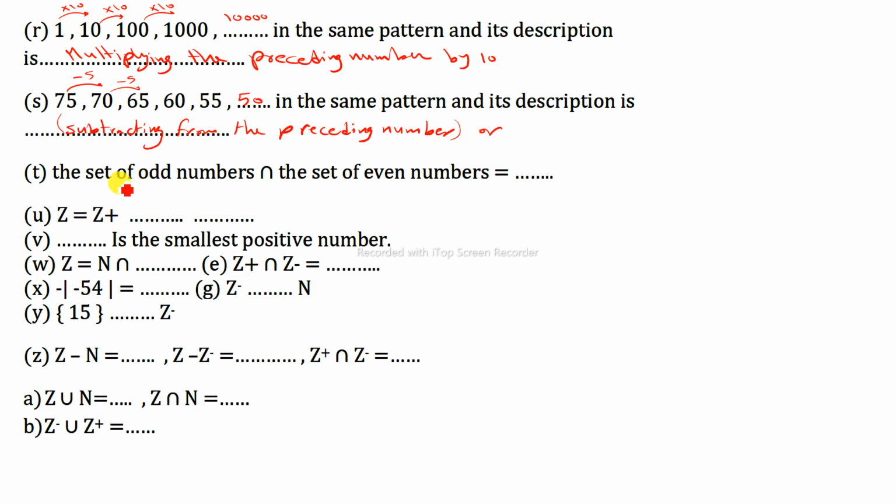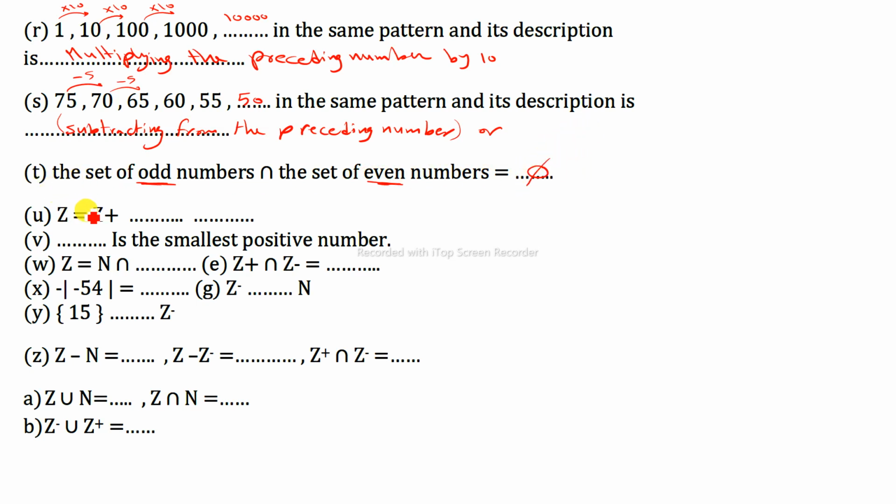The next: the set of odd numbers intersection the set of even numbers. The even numbers are 0, 2, 4, 6, and so on; sorry, odd are 1, 3, 5, 7, and so on, and even are 0, 2, 4, 6, and so on. Of course there is nothing in common between them, so the answer is the empty set.